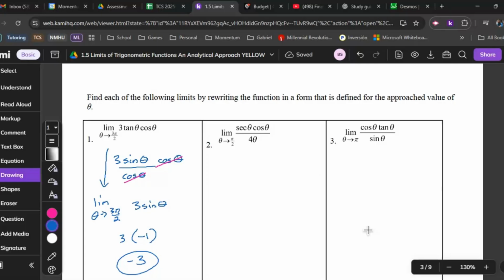So, next one. Clearly, this is going to be a problem. I mean, obviously, this isn't 0, but what does secant really mean? 1 over cosine. So, cosine of pi over 2 is 0. So the first thing I'm going to do is rewrite that. Secant is really 1 over cosine.